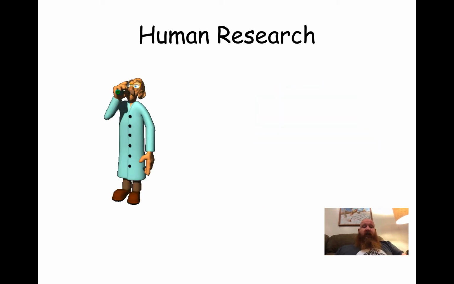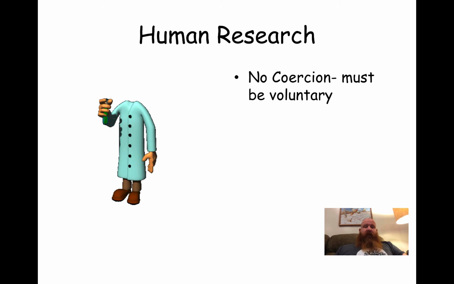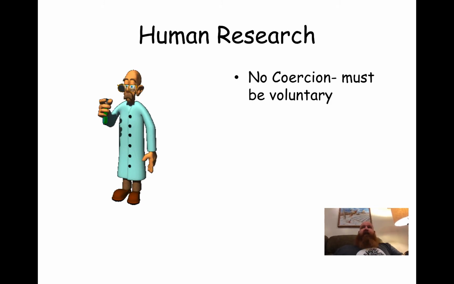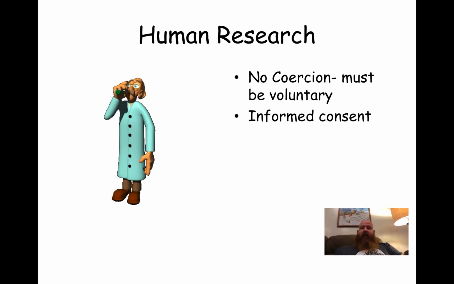When you're doing human research, all of the participants must be voluntary. You can't coerce them. Meaning, if I was a psychology professor and I was doing research, I could not mandate that my students participate in one of my experiments. So it has to be voluntary. I can give extra credit or things like that, but it must be voluntary. And you must have informed consent.